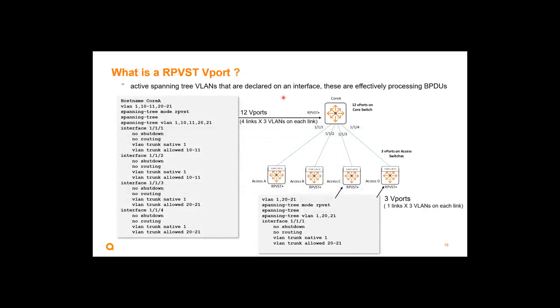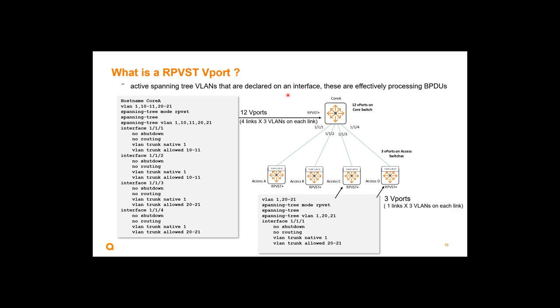Just wanted to clarify what a vPort was as well. So a vPort is effectively an active spanning tree VLAN that is declared on an interface, and these are VLANs that are processing BPDUs, which has an impact on switch resources.